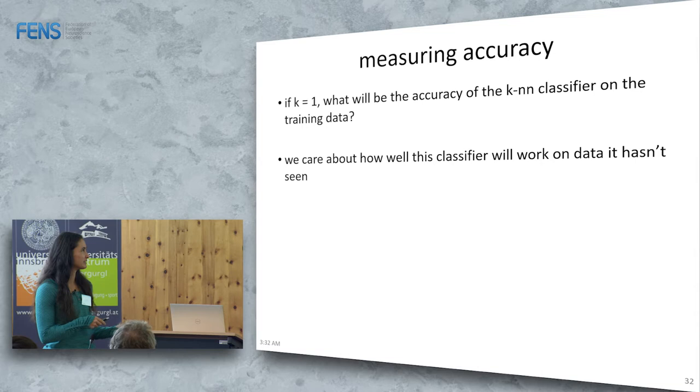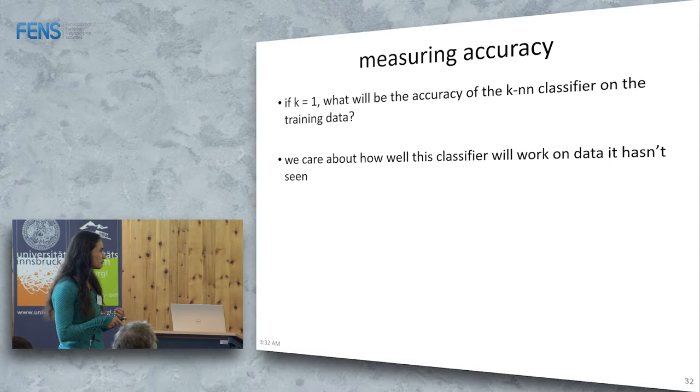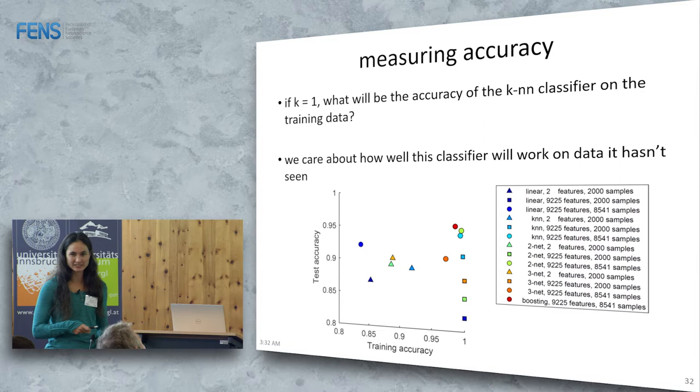And that's not necessarily going to work very well on a new set of data that it hasn't seen before. So actually what we care about is how well this classifier will work on data it hasn't been trained on, right? That's called the generalization error. And we can look at all of these different classifiers that we talked about in terms of their training accuracy and their test accuracy. So what I've done here is I've trained a bunch of these different types of classifiers.